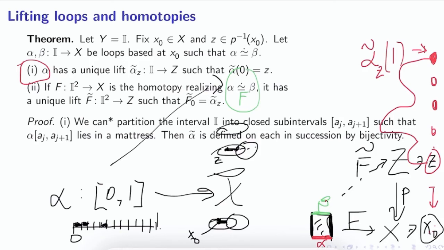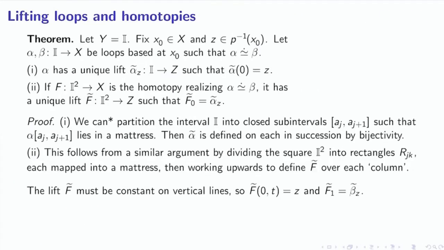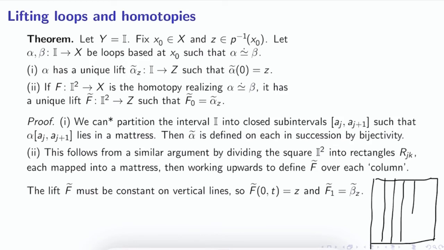For the lifting of the homotopy, capital F, you do a similar thing, but you have to divide the square this time. We've no longer got an interval, we've got a square. So let me try and illustrate in this little corner here. The domain of our mapping this time is a square. And it turns out we can also divide this into a sufficiently large number of smaller squares or rectangles, so that the image of each of these will lie in an evenly covered neighborhood in X.